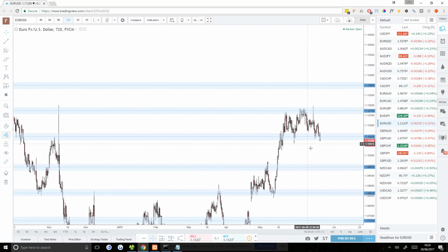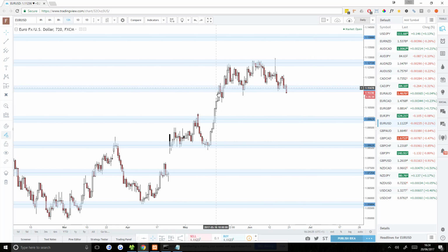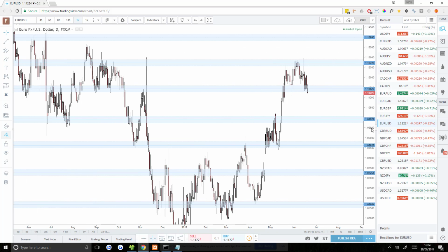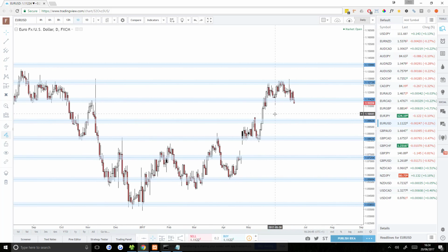EURNZD looks like it's finally headed down, doesn't it? It had this long climb up, actually starting here technically, but whatever. It had this long climb up over quite some time. Now it looks like it might be turned around for a while.